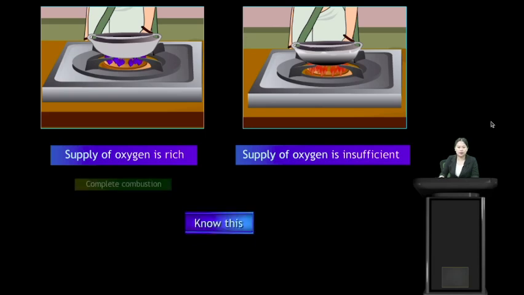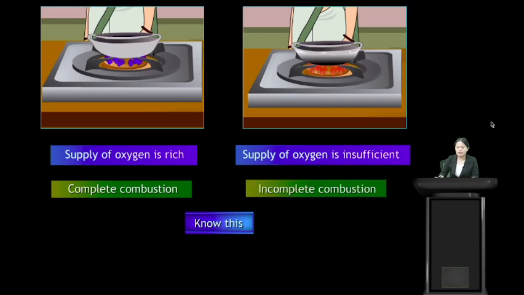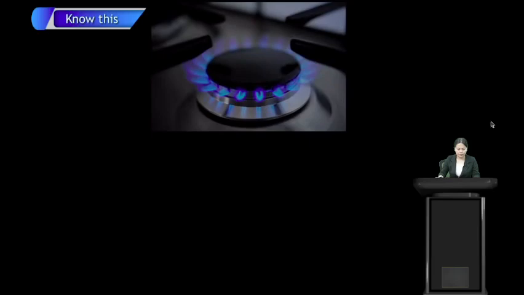Now we have seen that in combustion, the substance reacts with oxygen. If the supply of oxygen is rich, it will undergo complete combustion, hence resulting in a blue flame. But if the supply of oxygen is insufficient, there will be incomplete combustion and it will result in a yellow flame. In the first case there is complete combustion and in the second case there is incomplete combustion. Note this.